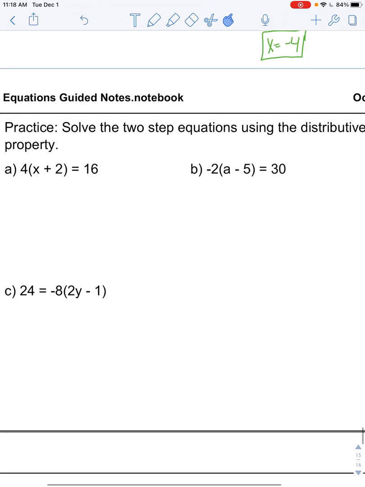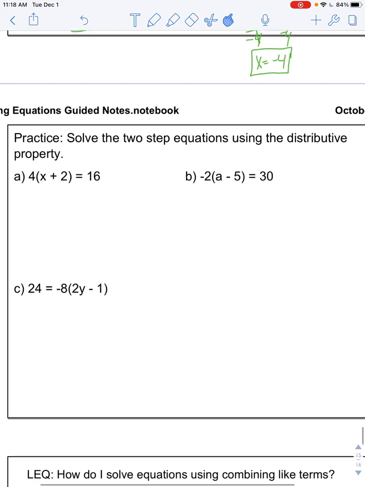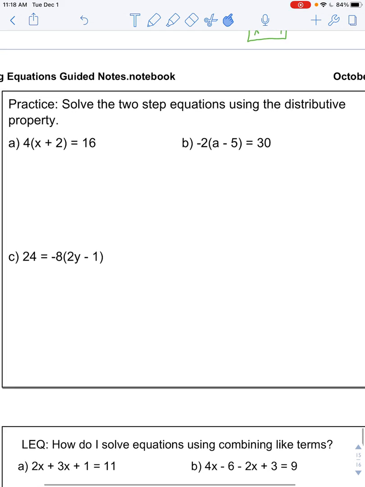Okay, so you guys have 3 practice problems. Go ahead and work on solving them, and then check back into the video to double check your answers.